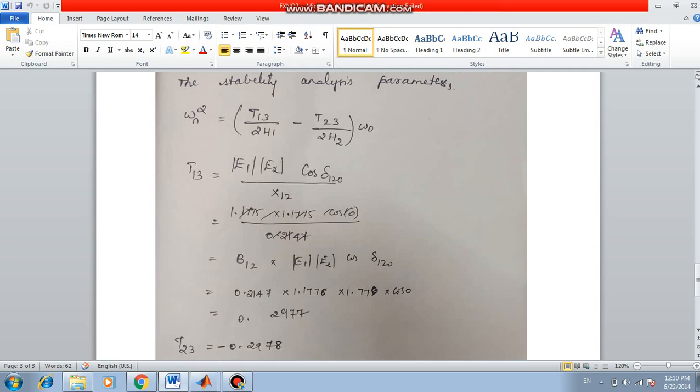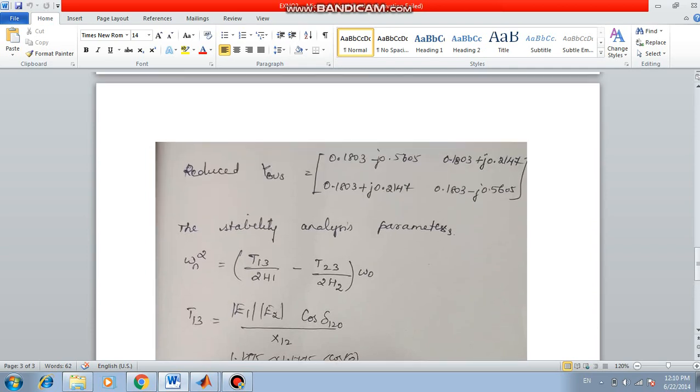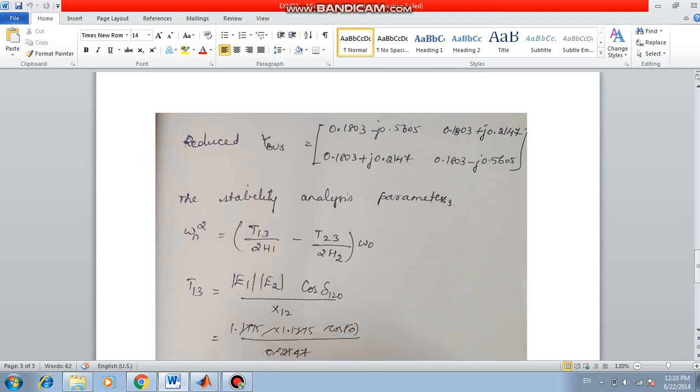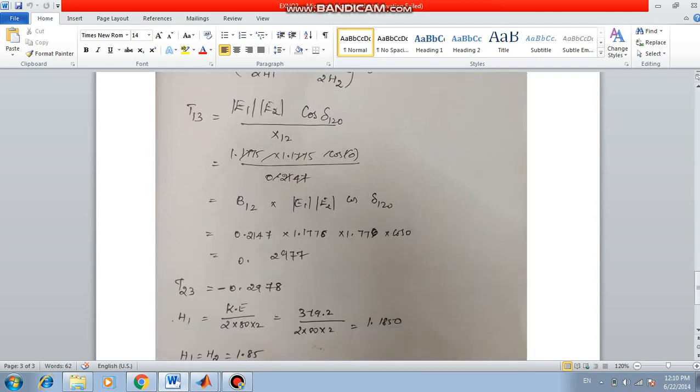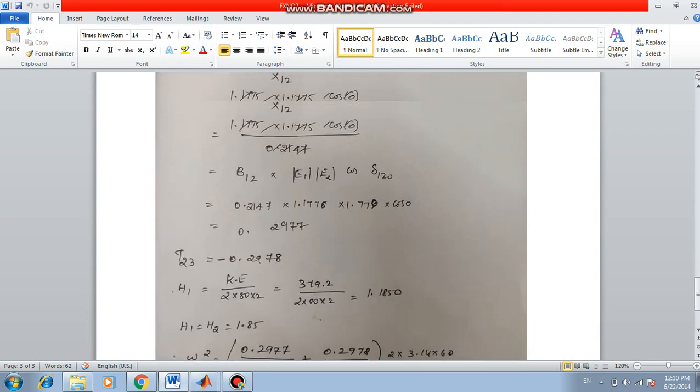Then what is B12? See, this is a reduced matrix. So the first element of the reduced Y bus, the first row, second element, you take 1 2. What is the real and imaginary part? J 2.147. So 2.147 is nothing but B12. So you substitute all that and get T13. Then T23 is nothing but minus of T13, you get that value.